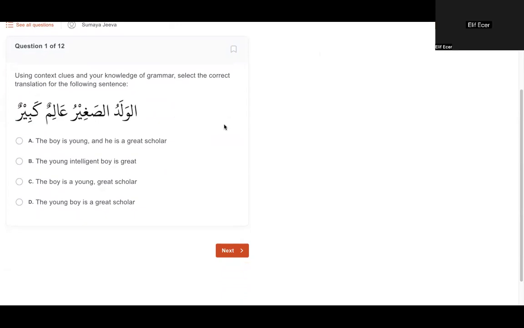I can try. Okay, go ahead. Al-Waledu as-Sa'iru is like their bodies. So yes, the young boy is Alimun Kebir, a great scholar. So it's going to be which number? D. Did you say B? No, I said D. Oh, D, the young boy. The young boy is a great scholar. Yes, exactly.